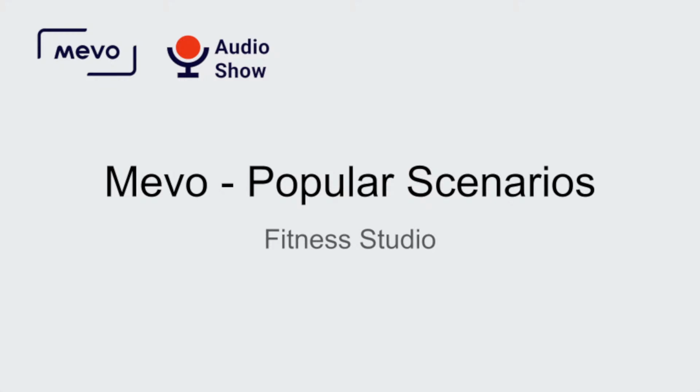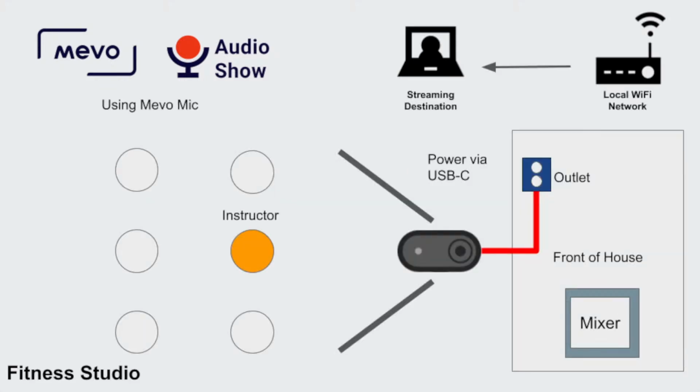Let me just slide over here. There we go. Cool. So as you can see here in this little rudimentary setup I have, this would be a typical setup for a fitness class, right? You have your instructor, and then you have the other participants around the instructor. You want to make sure that the Mevo is in a good spot to cover this angle, right? So for instance, this might need to be a little bit higher.